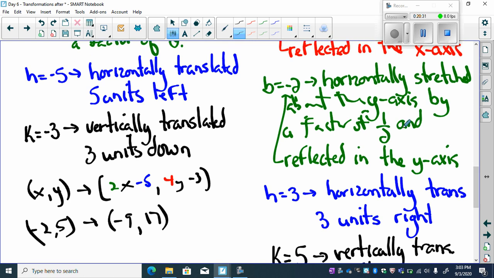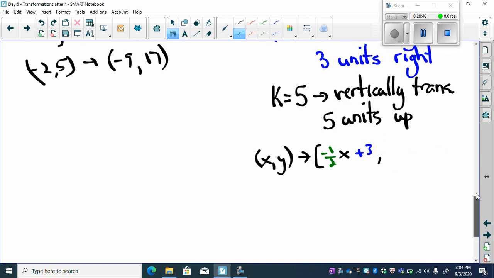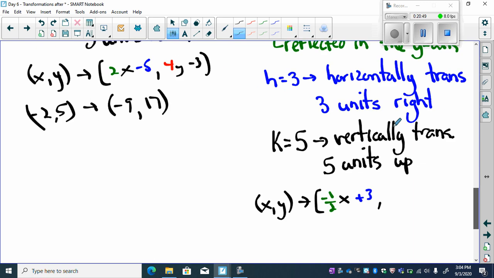So I would have (x, y) would become, 1 over B, that would be 1 over negative 2, so negative 1/2 times x plus 3, and then A times y, my A value is negative 2, negative 2 times y plus 5.